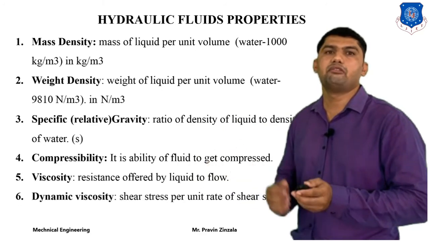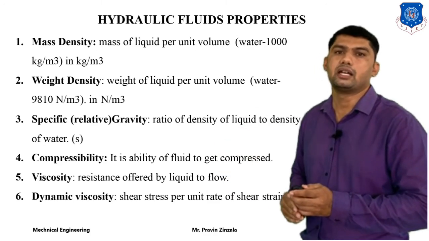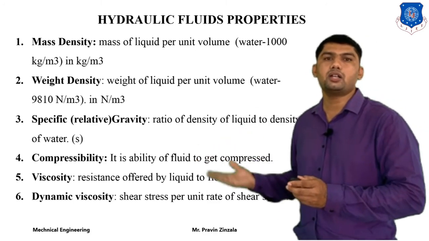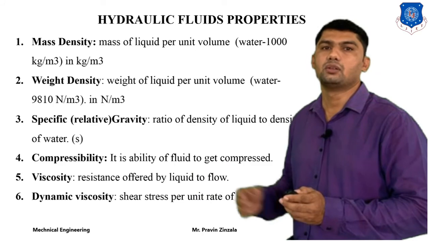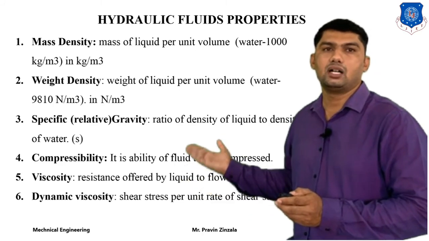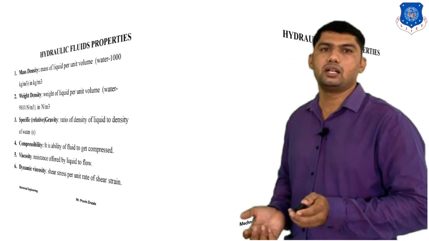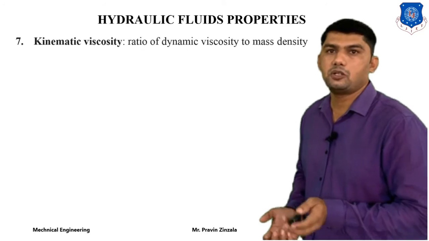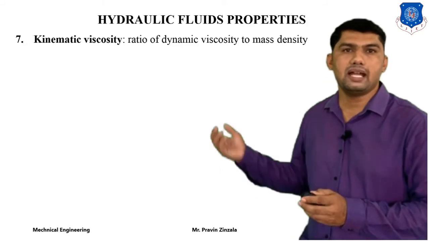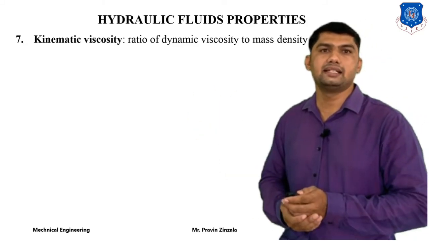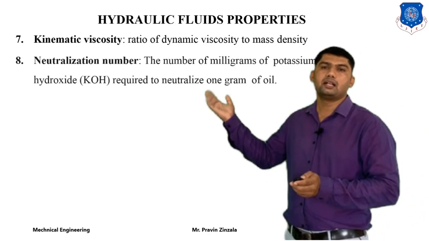Next is dynamic viscosity. It is the ratio of shear stress to shear strain, or we can also say the shear stress per unit rate of shear strain. It is also important for selection of a hydraulic system. Viscosity also increases and decreases according to change in temperature, so we have to maintain the temperature of our hydraulic fluid. Next property of hydraulic fluid is kinematic viscosity. It is the ratio of dynamic viscosity to mass density. It is also used for high capacity hydraulic systems.